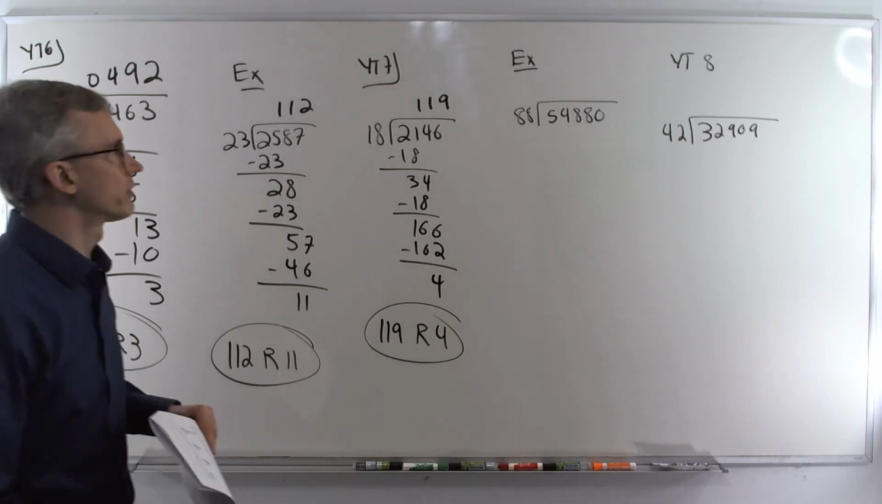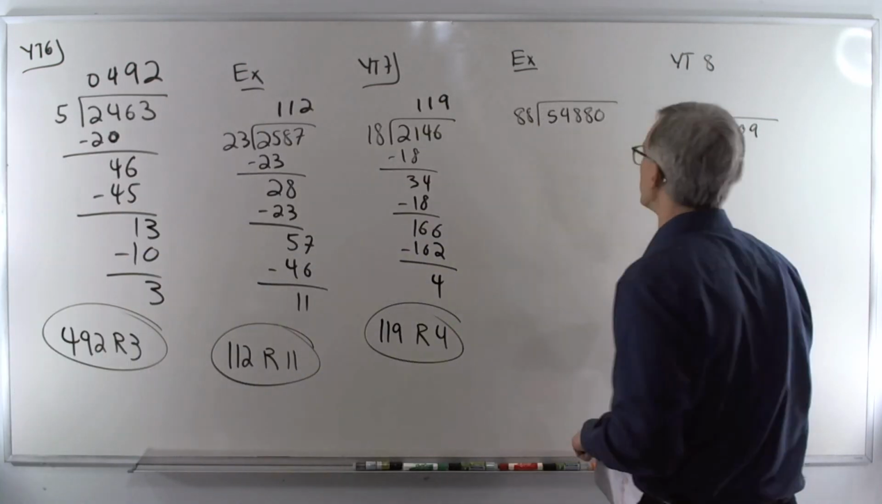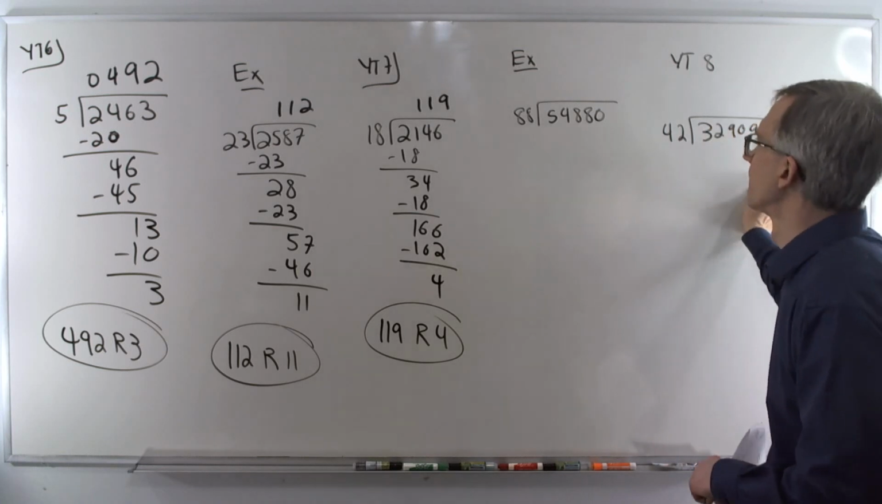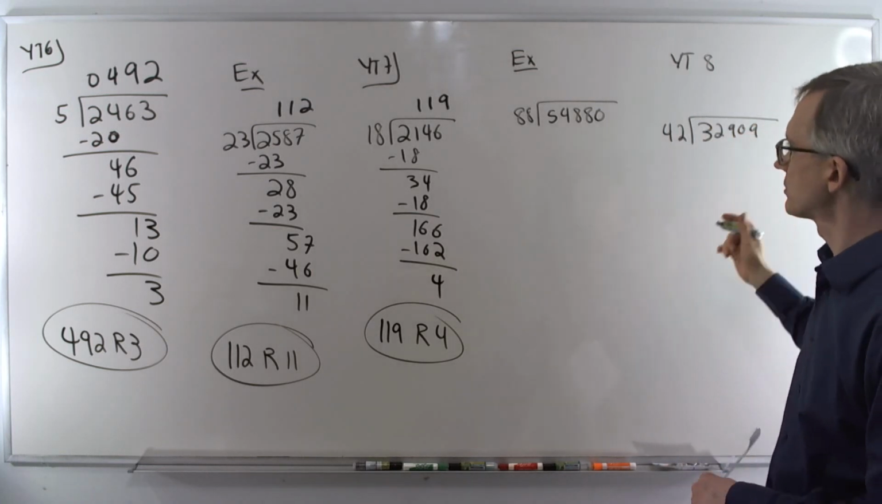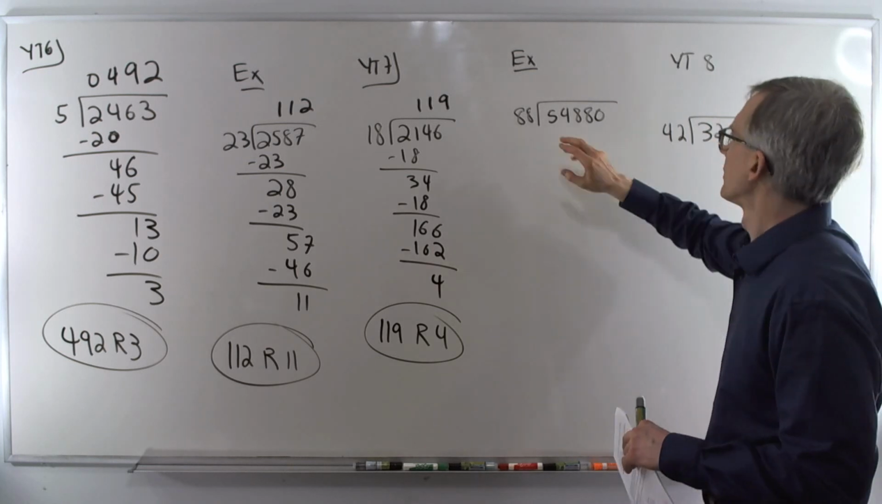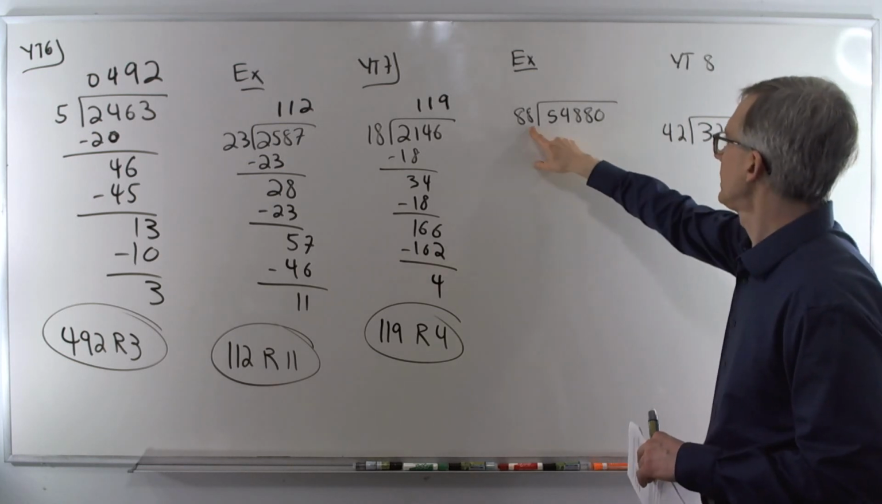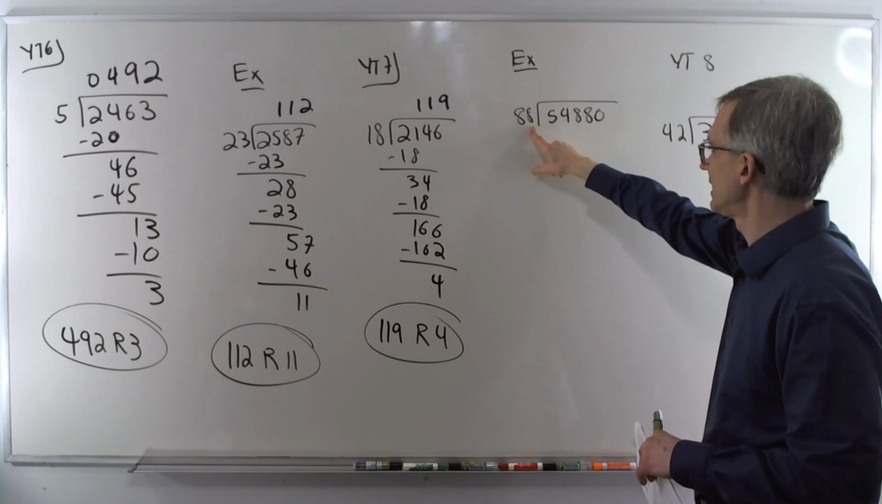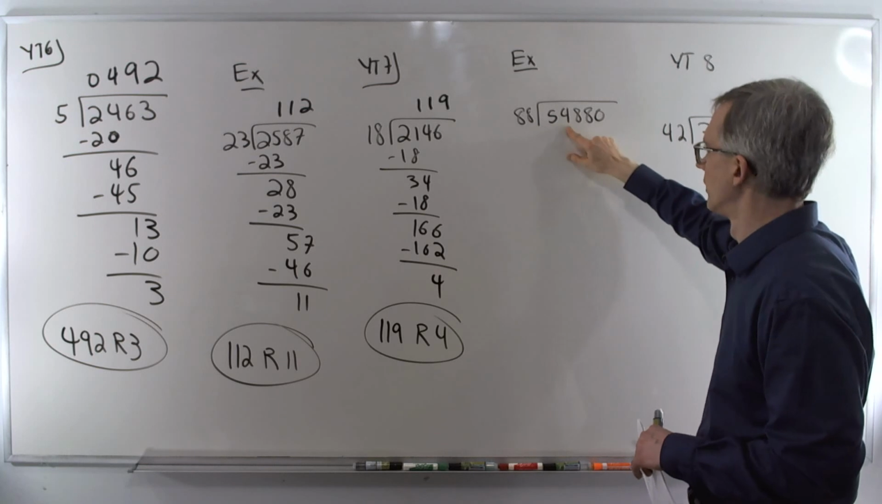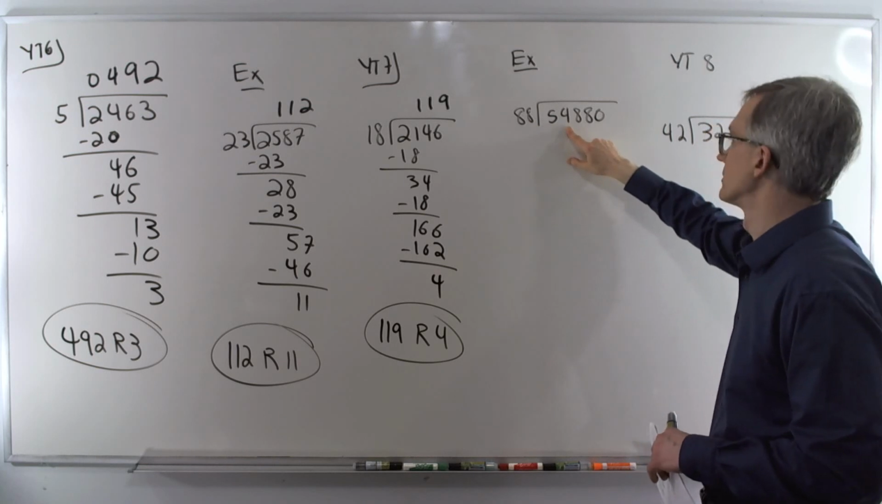All right, bigger number here. We got 88 going into 54,880. All right, so let's try that estimating thing again to see what we can do here. 88, let's round that to 90, and 9 times 6 is 54. So that gets us pretty close.